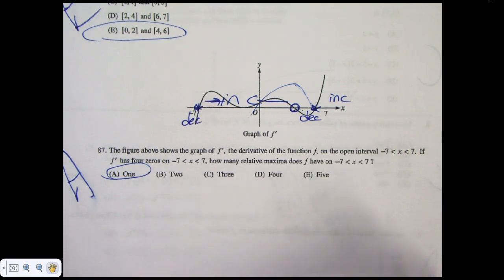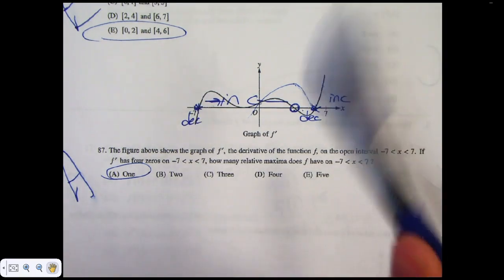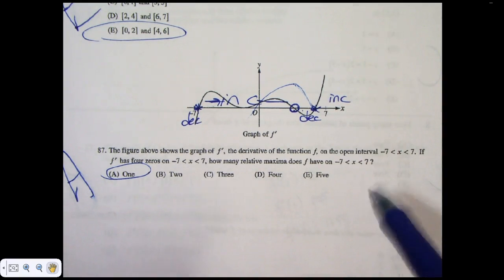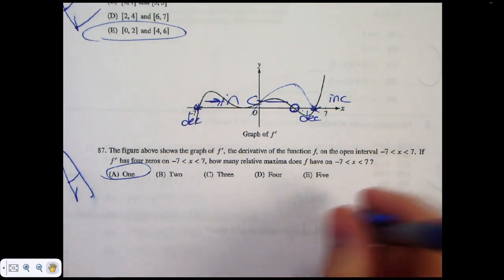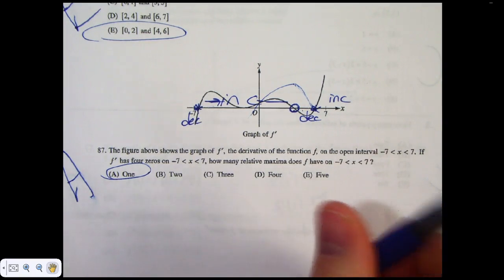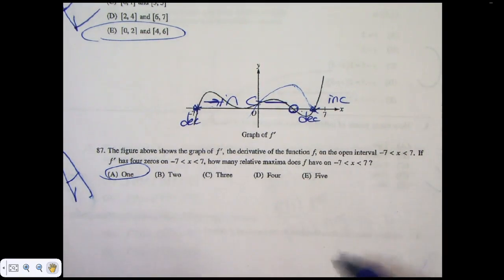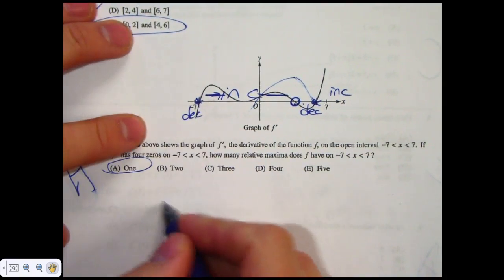That's not 3. How many points of inflection does f have? How many? Nope. Nope. Nope. Pick one, Chris. 27. 42. That's the easier one.